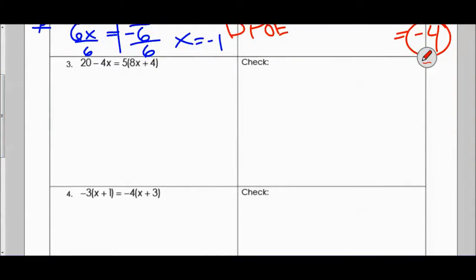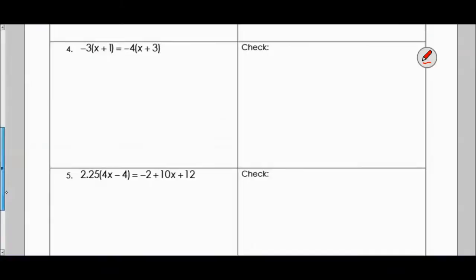Alright, that one's very similar to the one we just did, so I'm actually not going to show that one. You can try that one on your own. Do exactly what I did. Show all of your steps, show the properties that you're using, and check it. I'm going to show example number 4, so pause the video there and make sure you do number 3 before you move on to number 4.